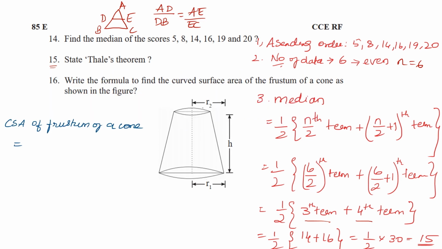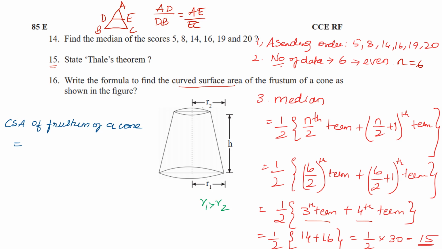Next is the 16th one. Write the formula to find the curved surface area of the frustum of a cone. They have given the figure. So what is the frustum of a cone? R2 is the upper circle radius and R1 is the base circle radius. Which is greater here? You can say R1 is greater than R2.